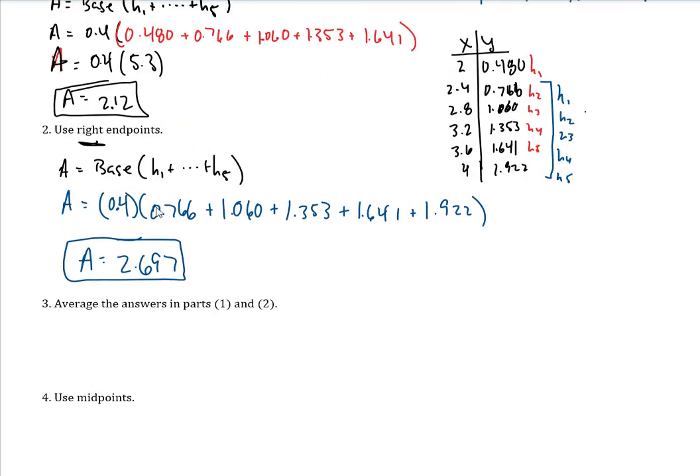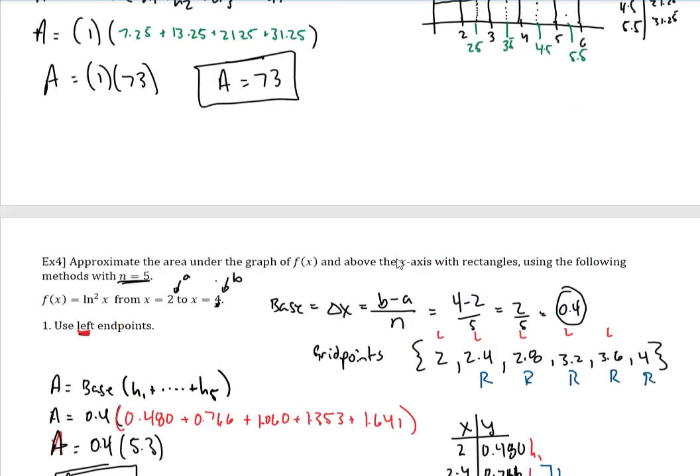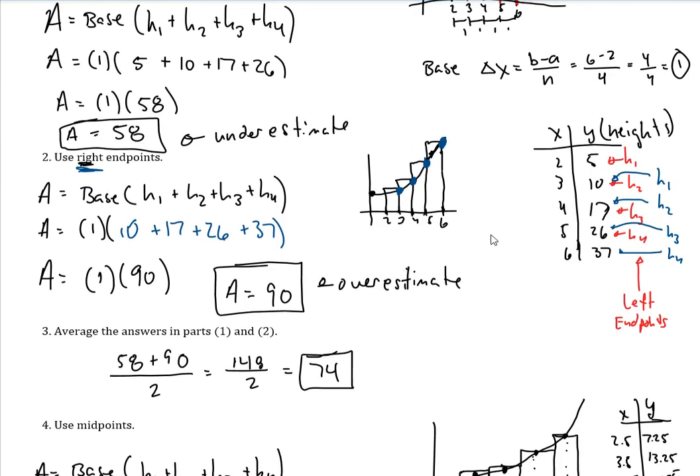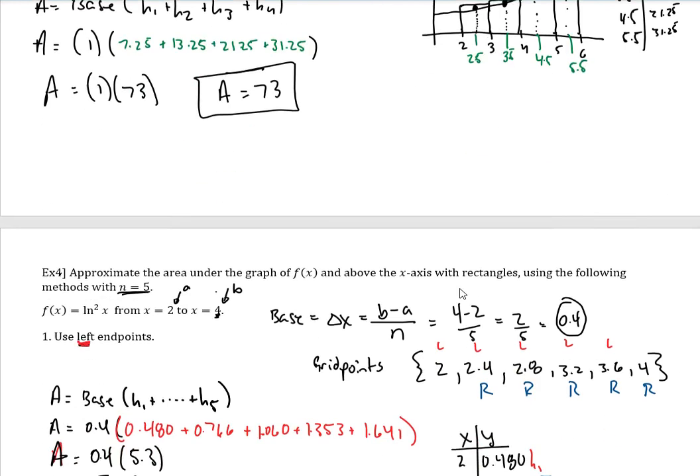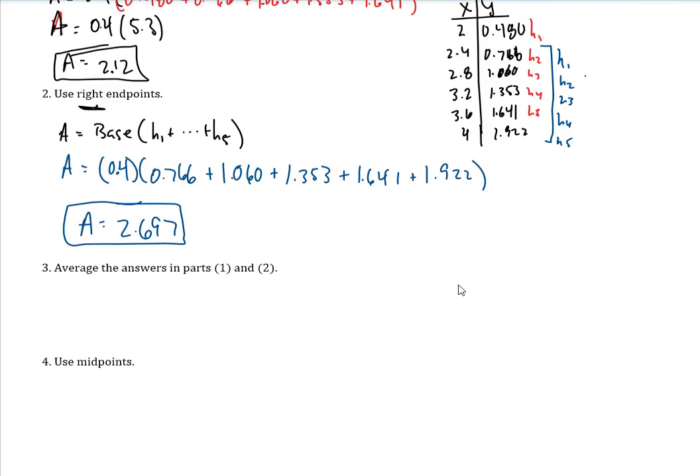So notice they're kind of close, like in our last one. I didn't draw a picture again to save a little time. But one probably overestimates, one probably underestimates, depending on the scenario. So taking the average of the two can make it pretty close. Okay, so the average is pretty easy, though. This is our favorite part of the problem. 2.12 plus 2.697 is going to get divided by 2.